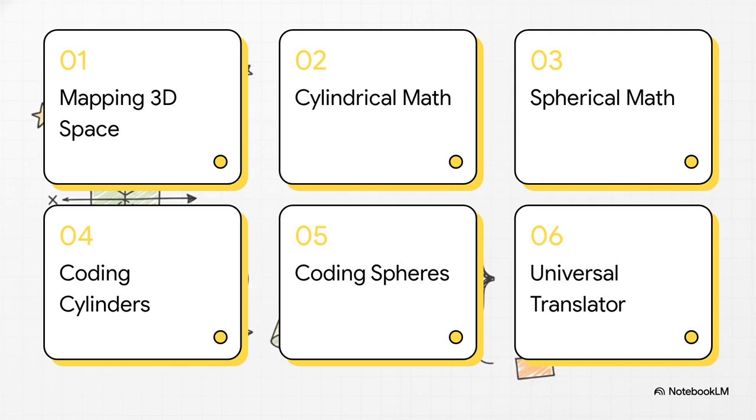So here's our roadmap for this explainer. 1. Mapping 3D space. 2. Cylindrical coordinate math. 3. Spherical coordinate math. 4. Coding cylindrical conversions. 5. Coding spherical conversions. And finally, number 6, the universal space translator. Let's just jump right in.